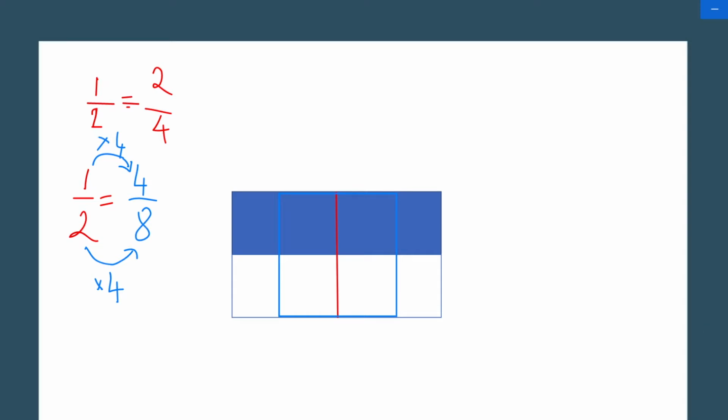Okay, and I'm just going to quickly go back and just write 1 over 2. And then here, I'm going to write the fraction that we had on the first example we did. So that was 2 over 4.